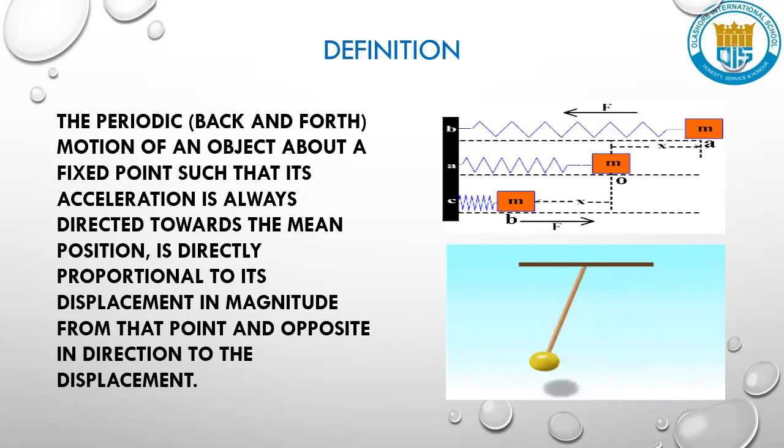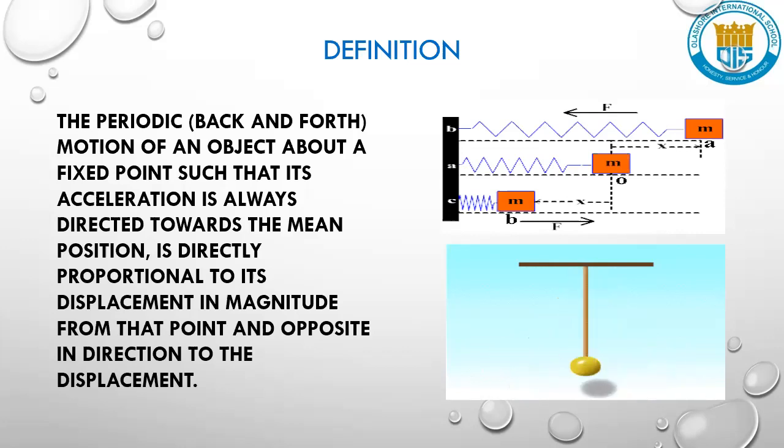Then two, the acceleration of that object is always directed towards that fixed point, that mean position. So that acceleration, all of us will remember that acceleration is a vector quantity. It has magnitude and direction. But in this case, the direction is fixed. So under simple harmonic motion, you cannot change the direction of the acceleration. The direction of acceleration is fixed towards the fixed position. That is the center of oscillation of that object.